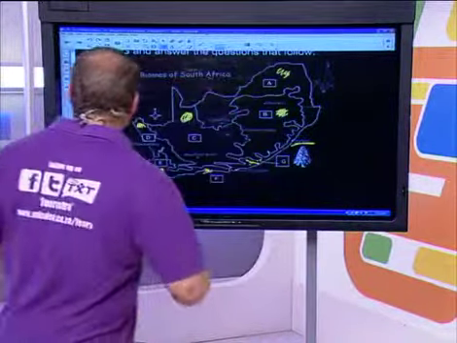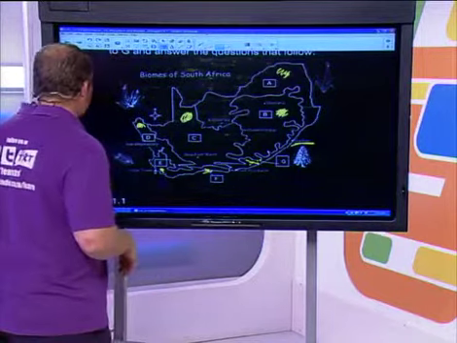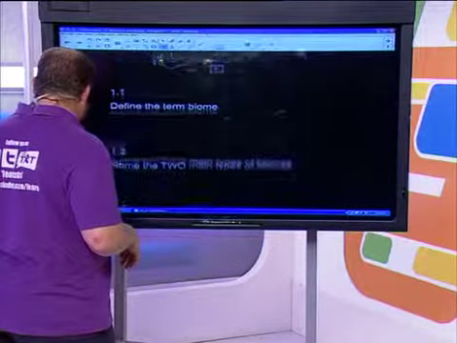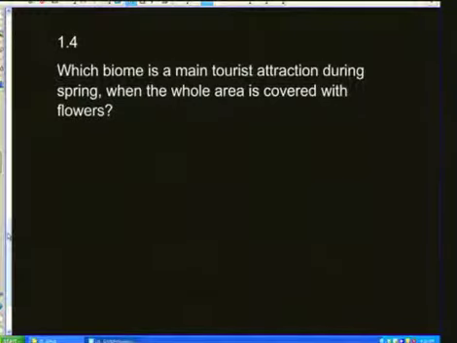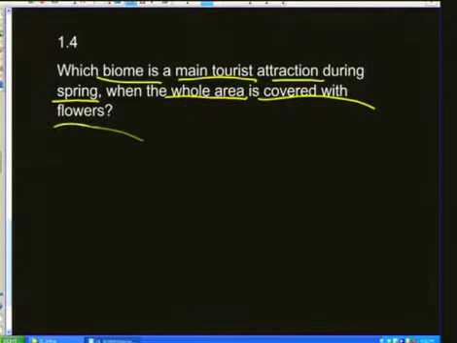And there's worse. That was still an easy question. It gets worse. I'm so glad that Looney's here to help me out with this. Which biome is the main tourist attraction during spring when the whole area is covered with flowers? Now, I know I've told you 500 times, which means Looney needs and can understand where it would be.